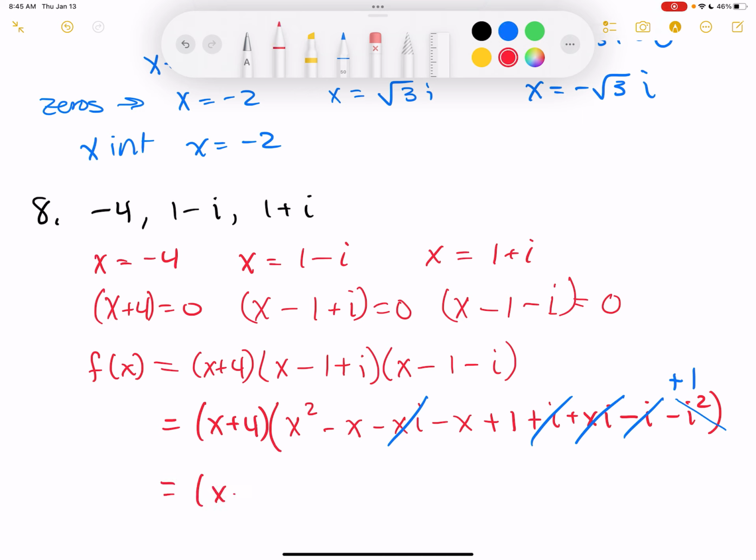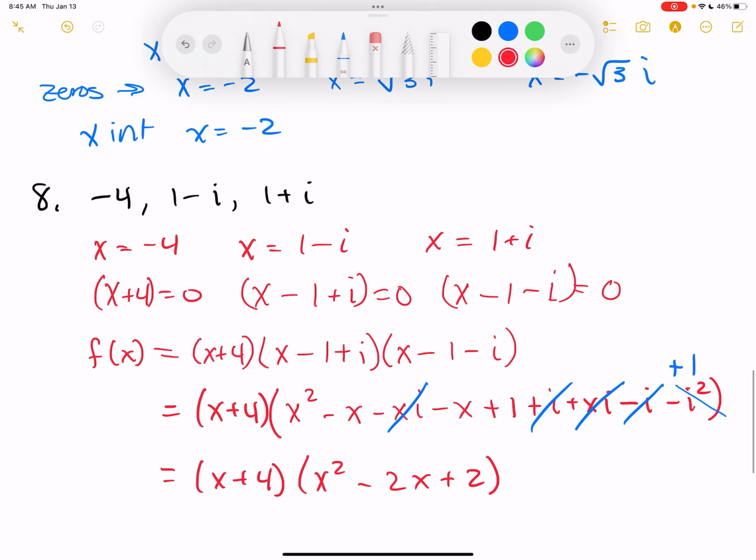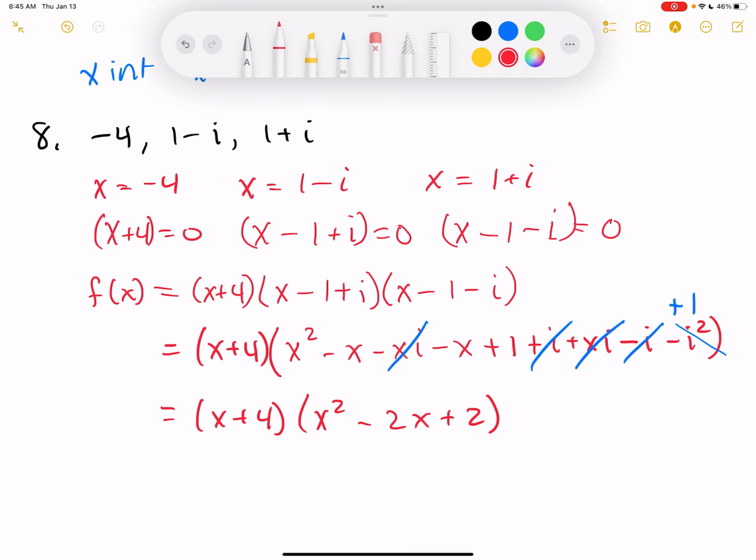So this is going to be x plus 4 times x squared minus 2x plus 2. And then I'm going to superfoil this. Minus 2x squared, yeah, sorry, I got plus confused. 2x minus 4x squared minus, plus what? Okay, give me a minute. Okay. Minus negative 8. That is not what I got.